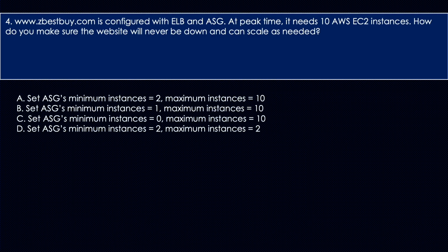4. www.zbestbuy.com is configured with VLB and ASG. At peak time, it needs 10 ORS EC2 instances. How do you make sure the website will never be down and can scale as needed? A. Set ASG's minimum instances equals 2, maximum instances equals 10. B. Set ASG's minimum instances equals 1, maximum instances equals 10. C. Set ASG's minimum instances equals 0, maximum instances equals 10. D. Set ASG's minimum instances equals 2, maximum instances equals 2. Answer: A. Set ASG's minimum instances equals 2, maximum instances equals 10.